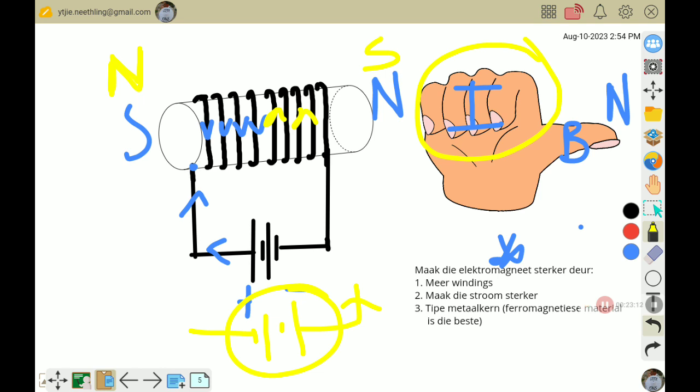So always check your battery and the way that the windings is around the kernel to make sure you know where's north and south. And remember, with a solenoid, your right hand rule is different than the others, because all the others, your thumb was the conventional current, but with the solenoid, your 4 fingers will indicate the direction of the conventional current. Okay, so I hope it helped a little bit and that you can do exercise 28 now a little bit better.